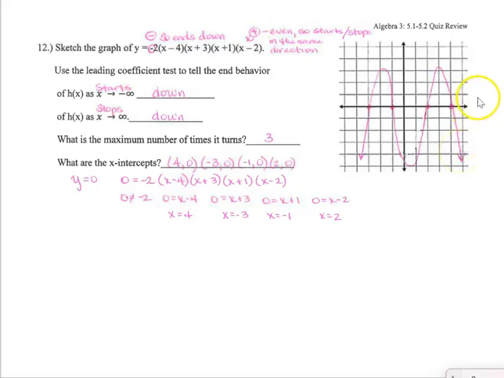Notice again that we're not actually plotting points to figure out how high these go or how low this goes. This is just a sketch. So you do need to have the appropriate end behavior, the number of turns, and the x-intercepts, but you don't have to actually plot points to come up with the heights on that graph since it's a sketch.